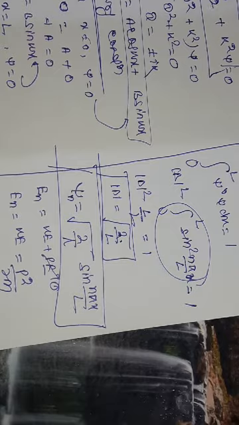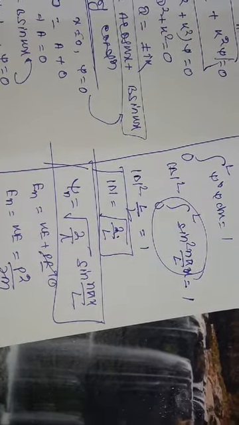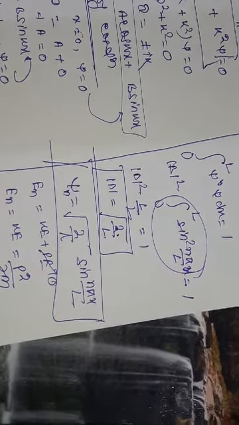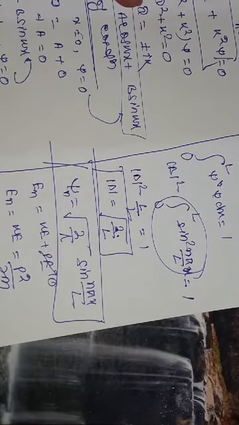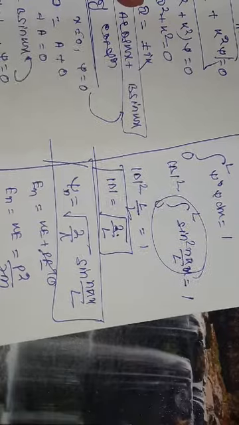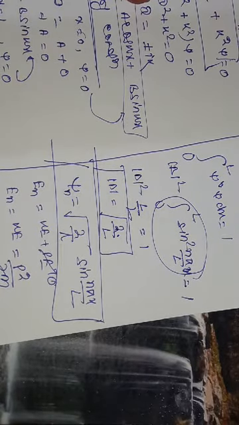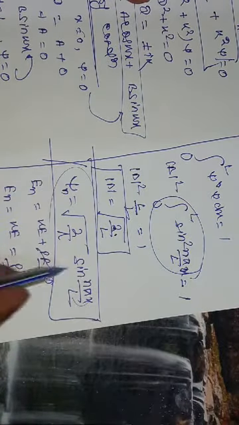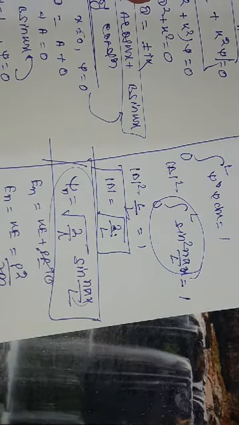That implies the energy of that free particle inside the box is equal to n square pi square h cross square divided by 2m l square. Okay, so this is the energy of a free particle inside the box. This is the wave function of a free particle inside the box.